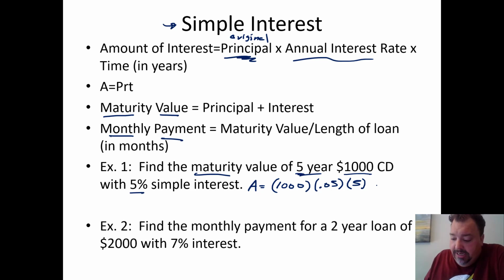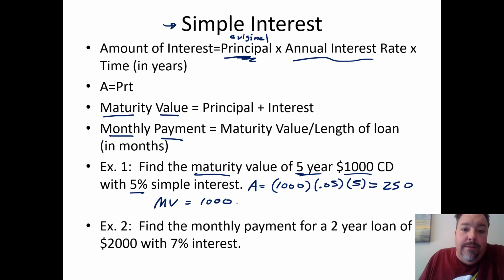So we're going to type that into our calculator. This one's pretty easy. You probably can do this in your head, but 1,000 times 0.05 times 5 is going to come out to 250. Now that 250 is not the maturity value. I mean, you probably wish that you could borrow $1,000 and only have to pay back $250, but the maturity value is the total amount. So the maturity value here is going to be the $1,000 that we borrowed plus the interest on that of $250, and that's going to be $1,250.